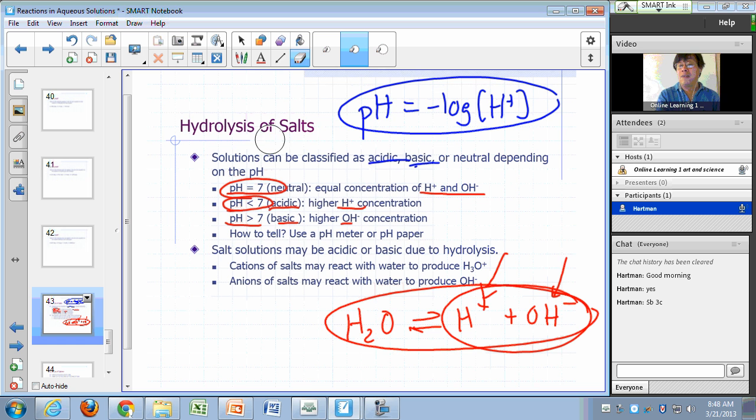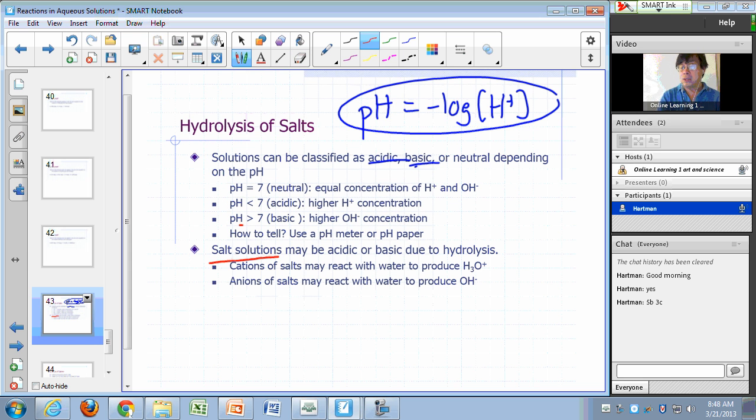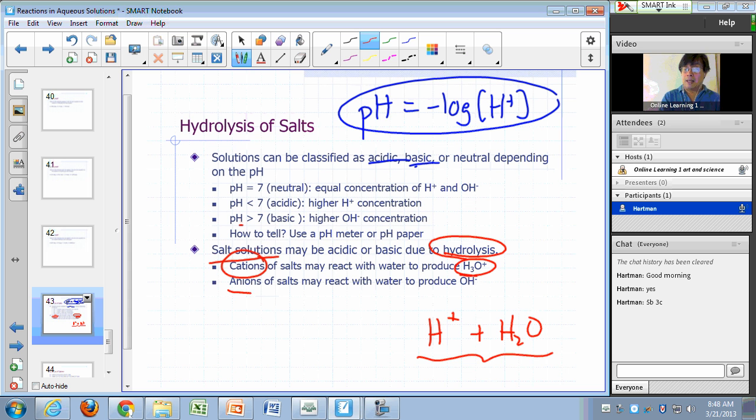Even salts, even compounds that don't appear to have any H plus or hydroxide in the formula, can lead to production of H plus and hydroxide and can change the pH of your solution. So salt solutions may be acidic or basic as a result of what we call hydrolysis. Some positive ions have a tendency to react with water to produce H3O plus hydronium ions, which would make it acidic. Remember, H3O plus comes from H plus and water combined. And the negative ions of salts may react with water to produce hydroxide.